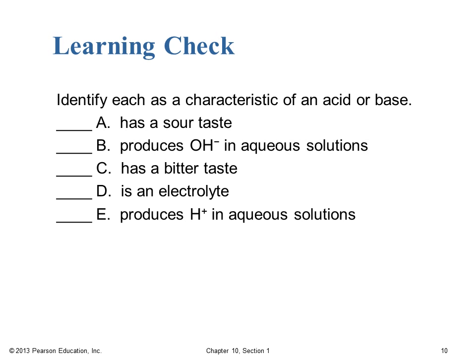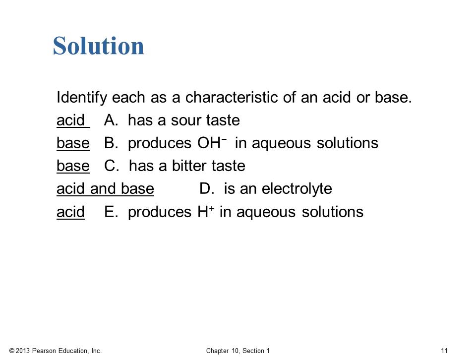If we were to identify each of these characteristics as an acid or base, A has a sour taste. That is indicative of an acid. If it produces OH minus in aqueous solution, aqueous just means when it reacts with water, that is a characteristic of a base. Has a bitter taste, that would be a base. An electrolyte, they're both electrolytes, so that would be acid and a base. And then produces H plus in aqueous solution. H plus production is an acid. We can see all of those here.